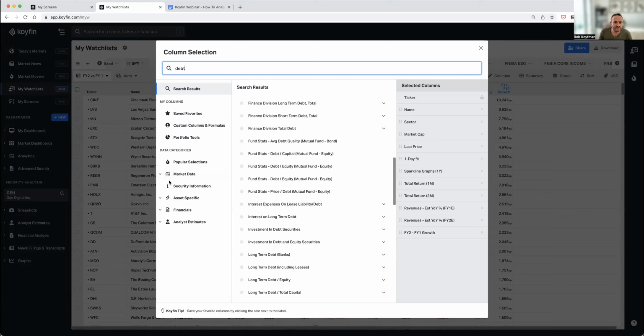Dan wants to know, can you screen for ETFs? Dan, you cannot screen for ETFs right now. That's something that's definitely on our roadmap. And hopefully we'll have that out in the first quarter of next year.